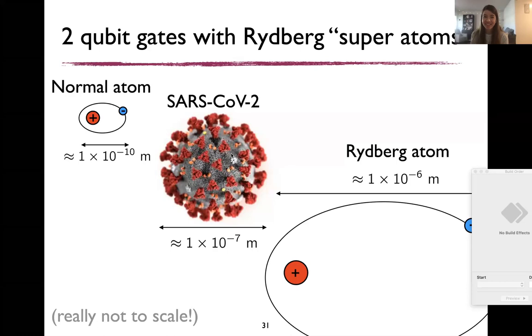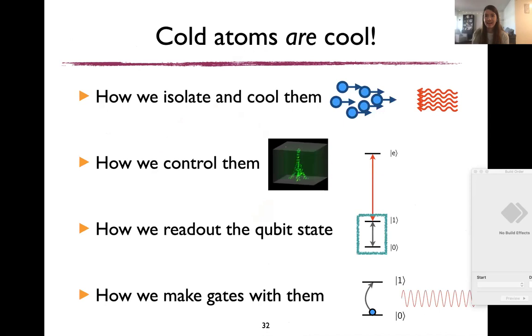So hopefully I convinced you that cold atoms are indeed cool. I showed you how we can isolate them from the environment and cool them down with lasers. I also showed you how we control and make arrays of individual atoms using light. I also showed you how we can use three levels to read out the quantum state, and how we make gates with them.